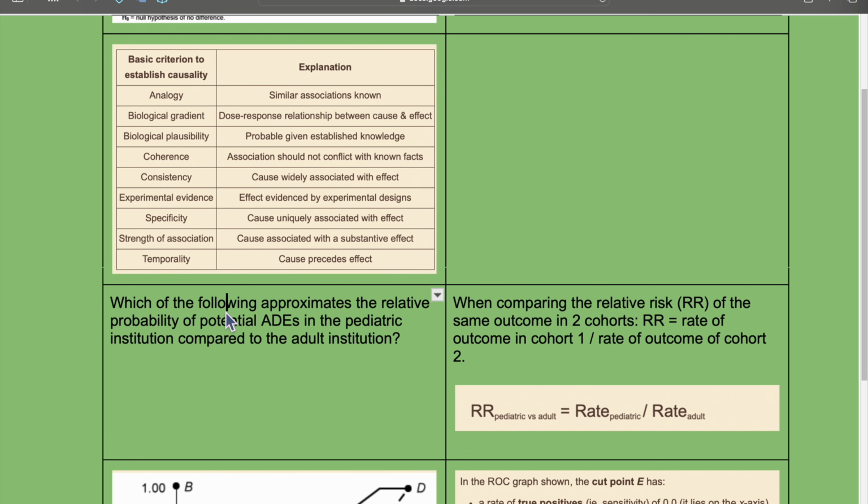Okay, so when they're asking about relative probability of potential ADEs in the pediatric institution, here we're talking about ratio, right? Up there we were talking about percentages. Here we're talking about ratio, so this is risk, relative risk, and they're asking about pediatric first, so that will go on top, compared to adult institution, so that will go at the bottom. Okay.